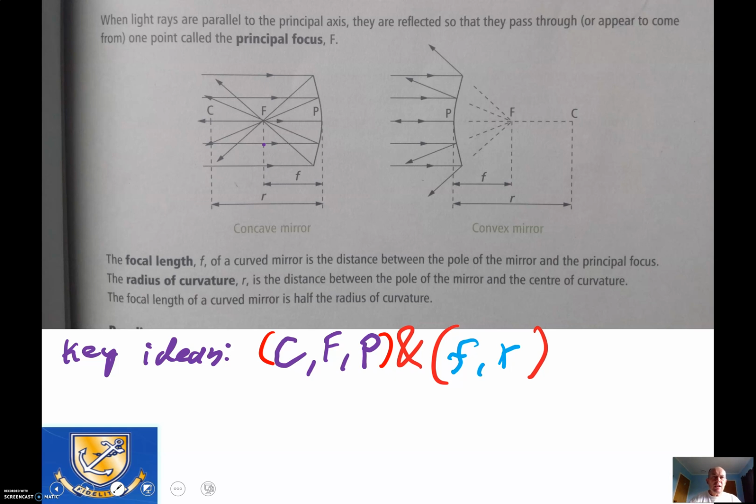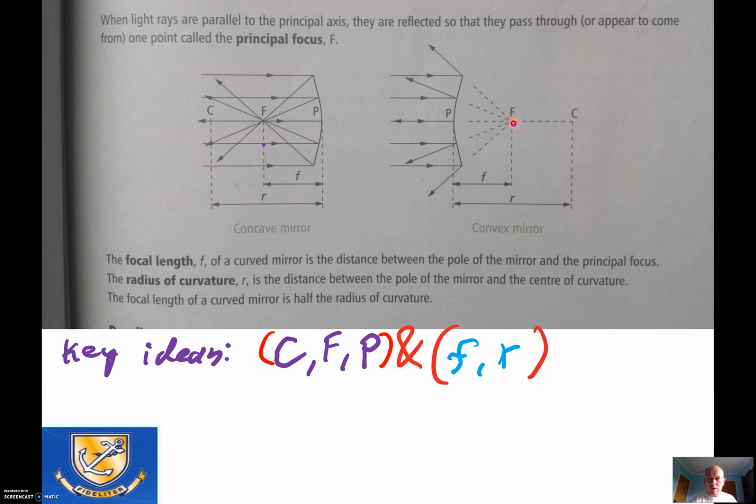We've got three key places. We've got the center of curvature, because it's a sphere. We've got the pole, which is the middle of the mirror, the section that we look at, and the focal point, which is where all the rays that come in parallel will go through. So there's three places.